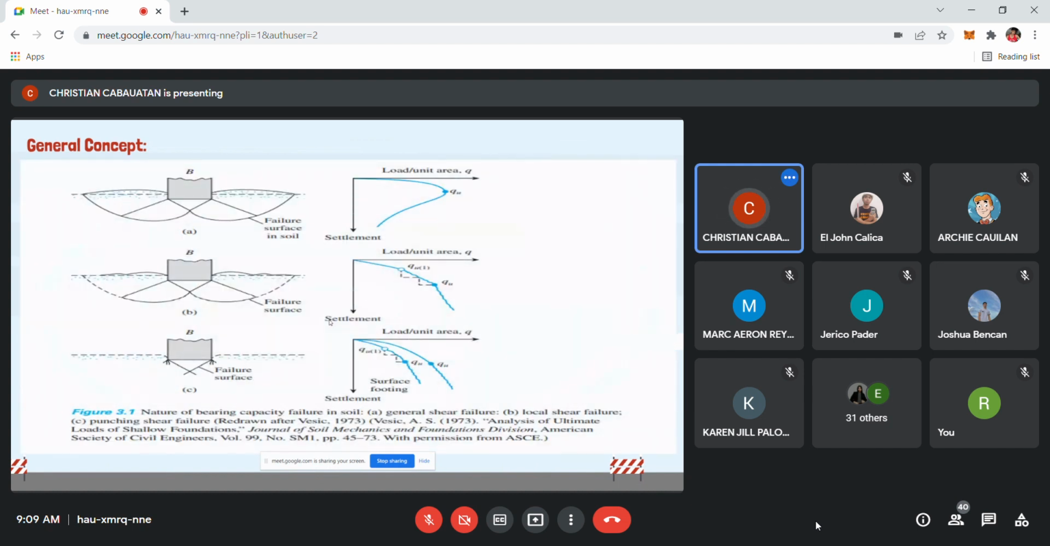Okay, observe the figure on your screen. Anyone from the class who can describe the figure 3.1A? Anyone? Or shall I call Engineer Rivera? What is your observation about the figure 3.1A?